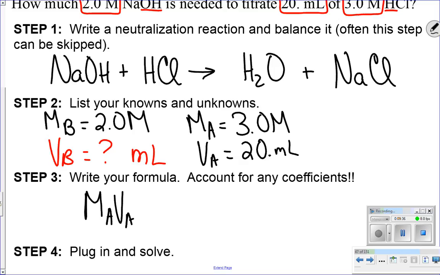MaVa equals MbVb. When it says here account for any coefficients, this has to do with certain acids and certain bases that are what we call diprotic or might have multiple hydroxide ions. We discussed this in neutralization. This particular problem does not need us to account for any coefficients because there's no coefficient next to the hydroxide. There's just a 1 there. And there's a 1 here next to this H. So we don't need to worry about that.